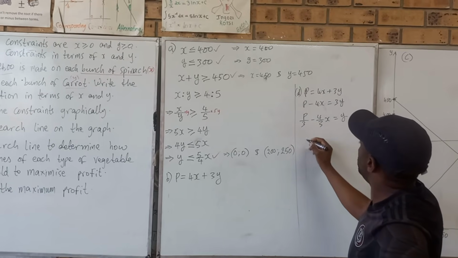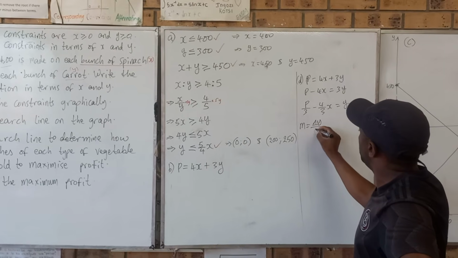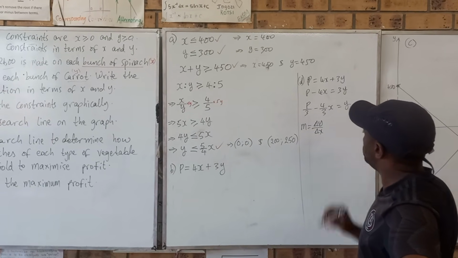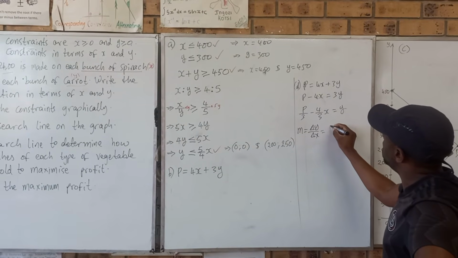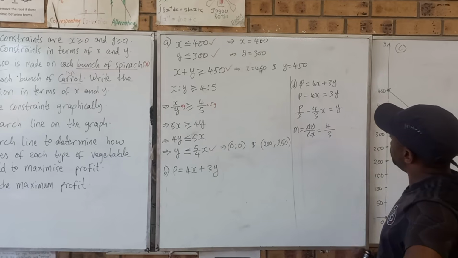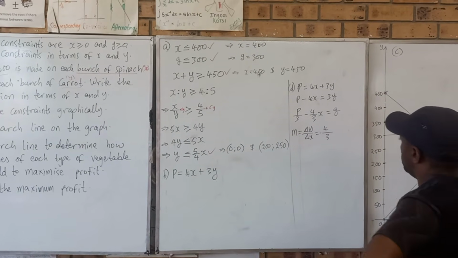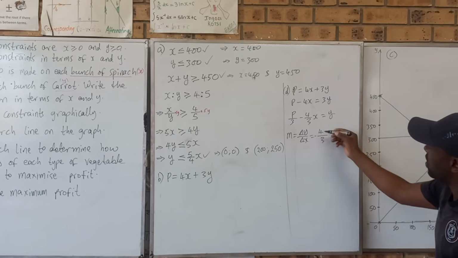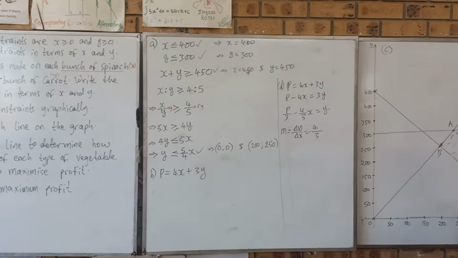Then if I read my gradient from this equation, my gradient m is a change in y over a change in x. I always like this definition because it helps me know that if I'm drawing a search line, I look for 4 on the y-axis, matching 3 on the x. I know it's a negative, but we'll concentrate on the magnitude. So to draw the search line, I need 4 on the y. You see the y-axis does not have 4, x does not have 3.